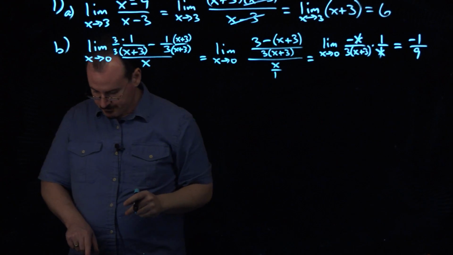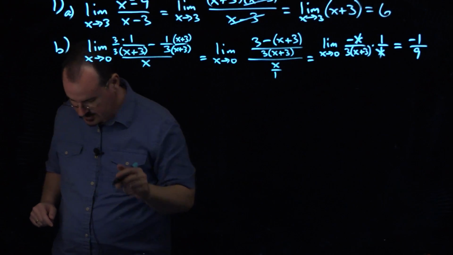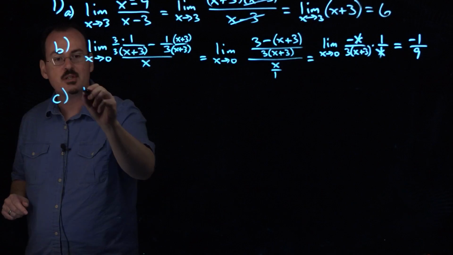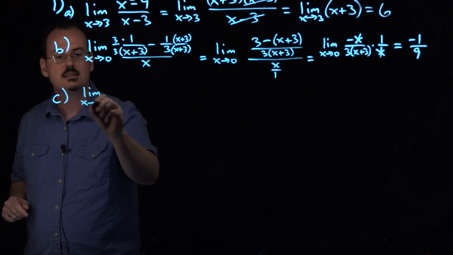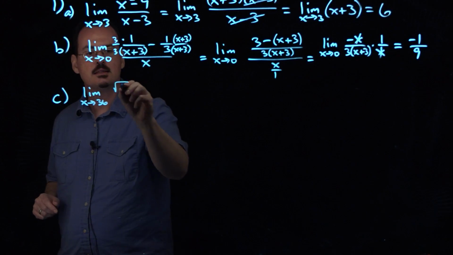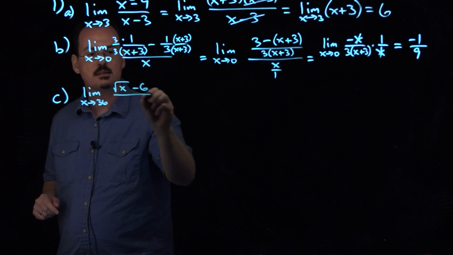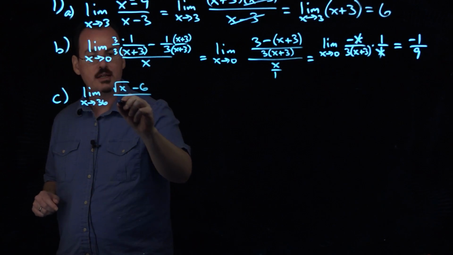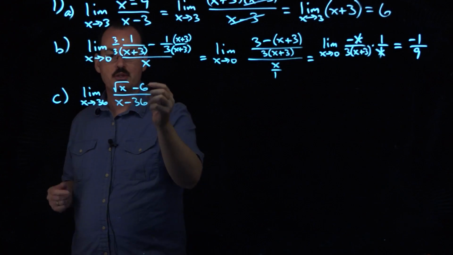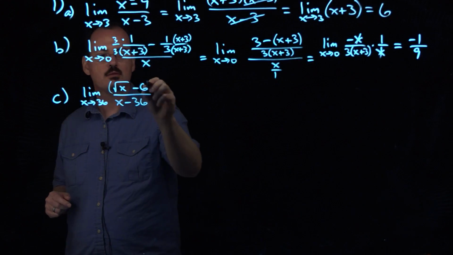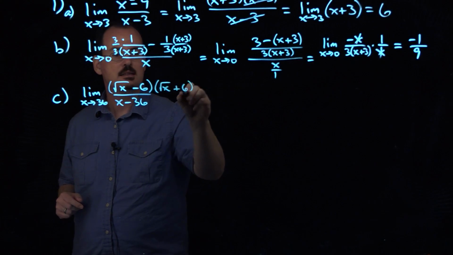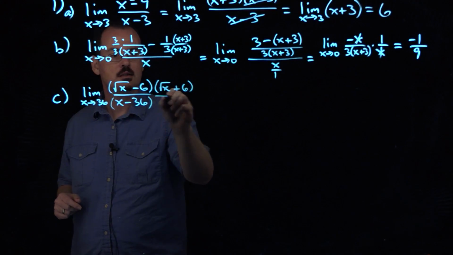OK, for the next one, C, we saw one very similar to this in the examples. The limit as x approaches 36 of root x minus 6 divided by x minus 36. So remember, one of the ways that we could approach this is multiplying by the conjugate. That's what we'll go ahead and do here. We'll multiply by the root x plus 6. We'll do that in both places.